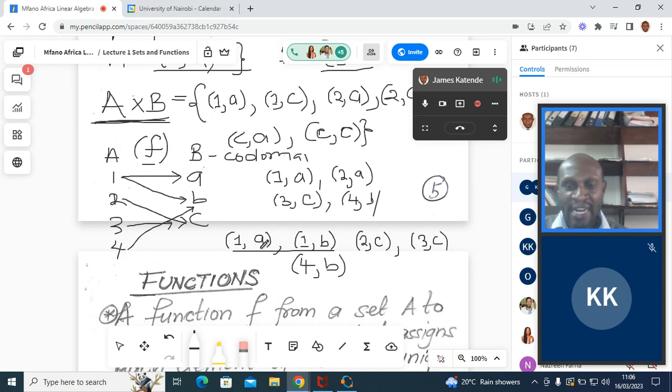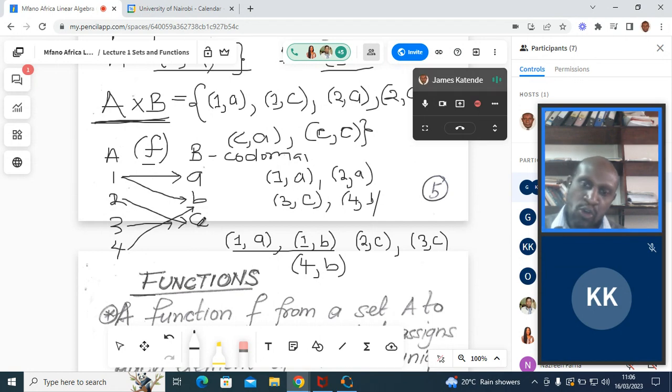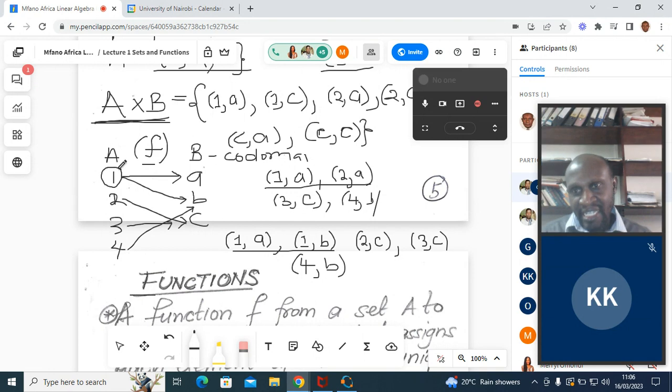So if you have a given element assigned to more than one element in the codomain, then that fails to be a function. So do not confuse this with one-to-one. One-to-one is a different idea. We will define a one-to-one function later. So for now, just understand that this definition does not automatically mean the function is one-to-one. It just simply means that any element in the domain is assigned to exactly one element in the codomain.